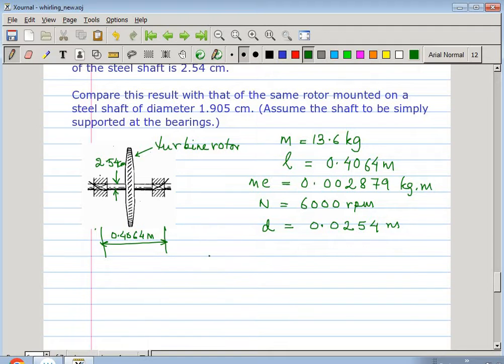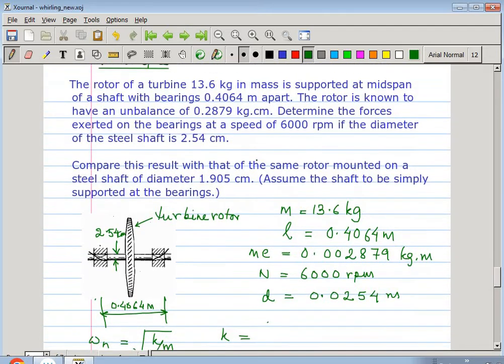So now what is the natural frequency? Natural frequency we know is omega n, and that is the critical speed of the rotor. So what is the critical speed of the rotor? Root over K by M. So what is K? We are assuming, so they have told you to assume the shaft to be simply supported at the bearings.